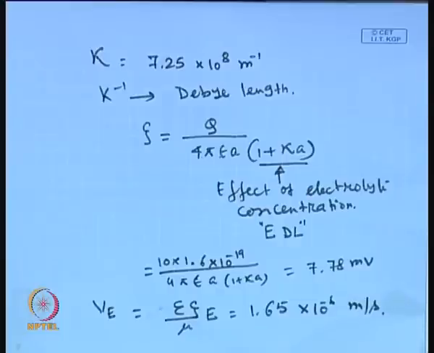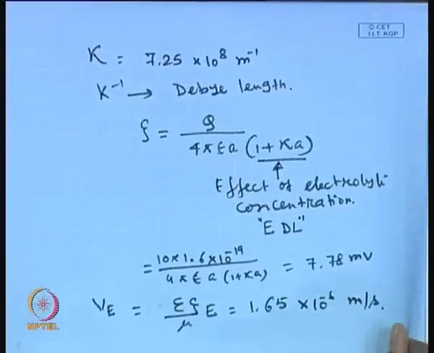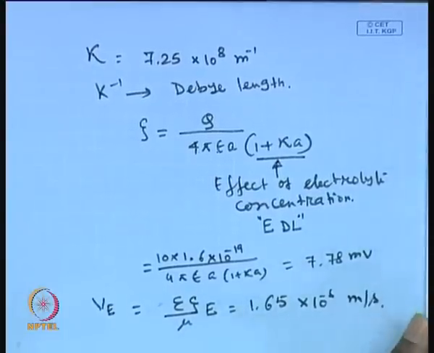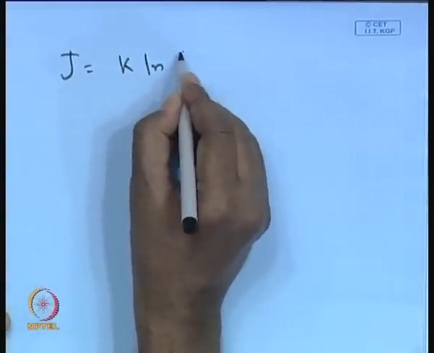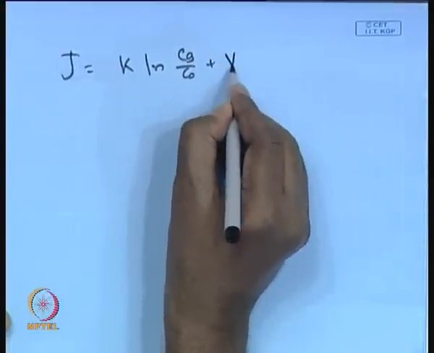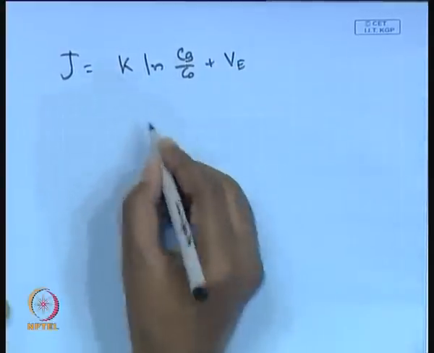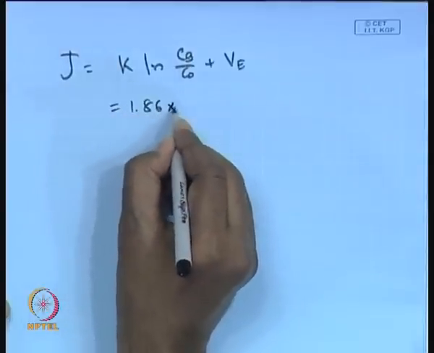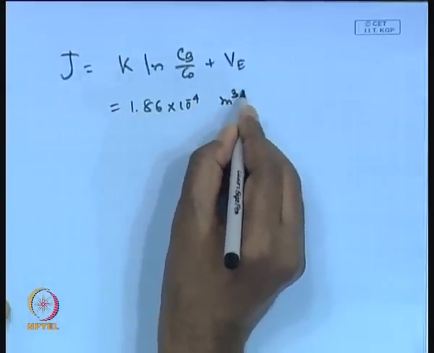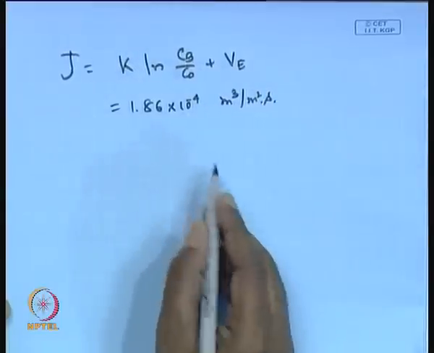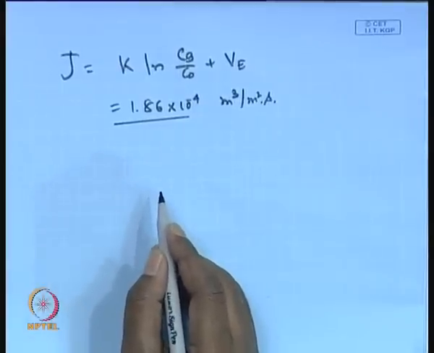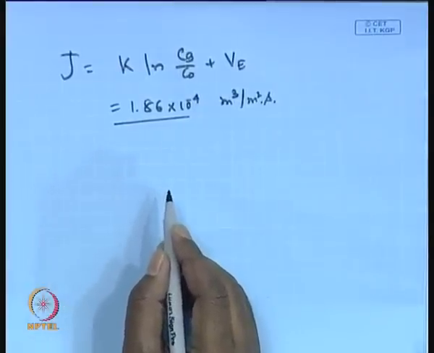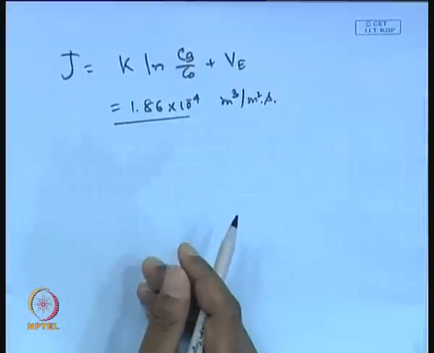Now, you can add the two fluxes and get the estimate of the permeate flux in this case. It will be J equals k ln Cg by C naught plus VE, and it turns out to be 1.86 into 10 to the power minus 4 meter cube per meter square second. Compared to yesterday's problem, there is no significant enhancement of the permeate flux in this problem. That is because of the values of the parameters that we have selected.